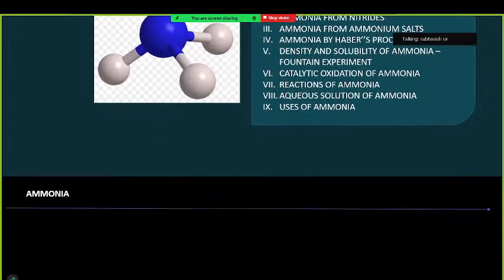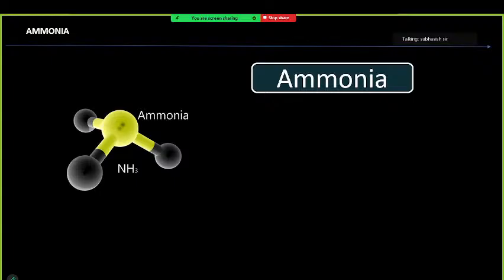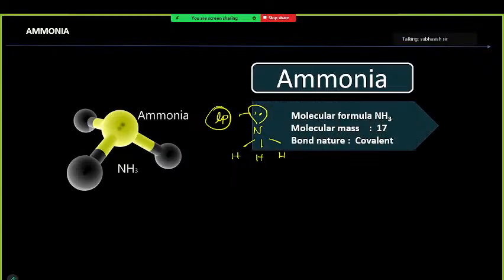Now here you see the structure of ammonia. This is a pyramidal shape where the nitrogen is attached to 3 hydrogen atoms and 1 lone pair of electrons. Nitrogen contains 5 electrons in its outermost shell, but out of these five electrons, only 3 participate in bonding. The other 2 are present as the lone pair. The molecular formula is NH3. The molecular mass is 17, because nitrogen is 14 and hydrogen is 1 into 3, that is 3, equals 17.